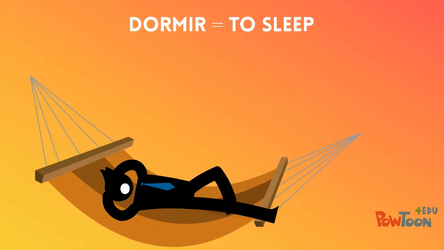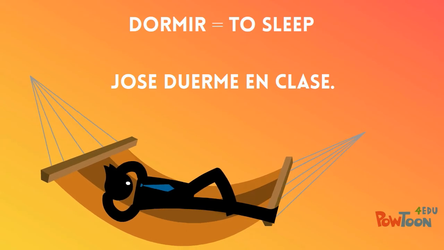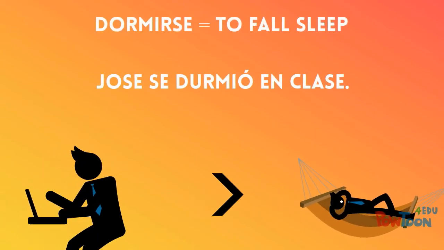Dormir, to sleep, doesn't need to be reflexive either. José duerme en clase. Joe sleeps in class. But when made reflexive, dormirse, we are now reflecting a change of state. Dormirse means to fall asleep. José se durmió en clase. Joe fell asleep in class. He went from being awake to being asleep, representing that change of state.